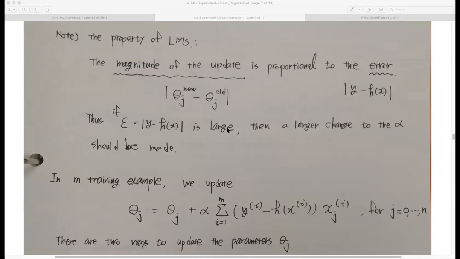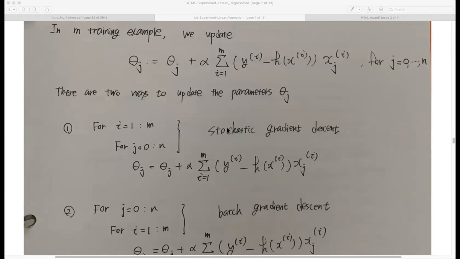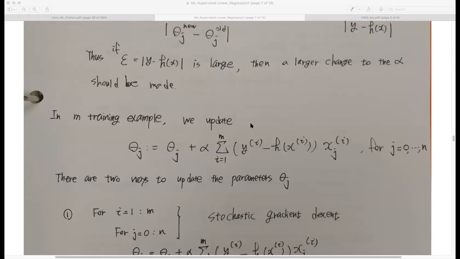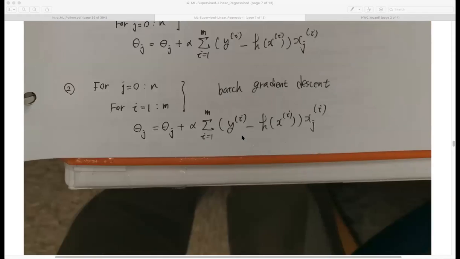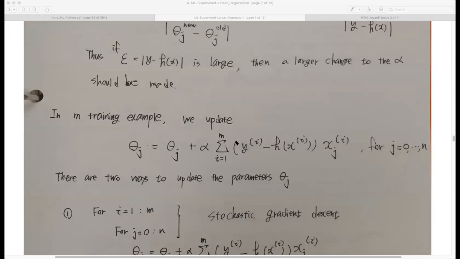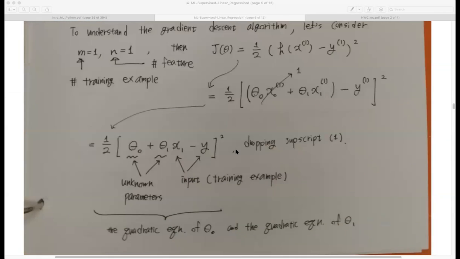So if you are interested in the mathematical background of this linear regression, then read the rest of the lecture note. But that's the main algorithm, the main mathematical background of linear regression.